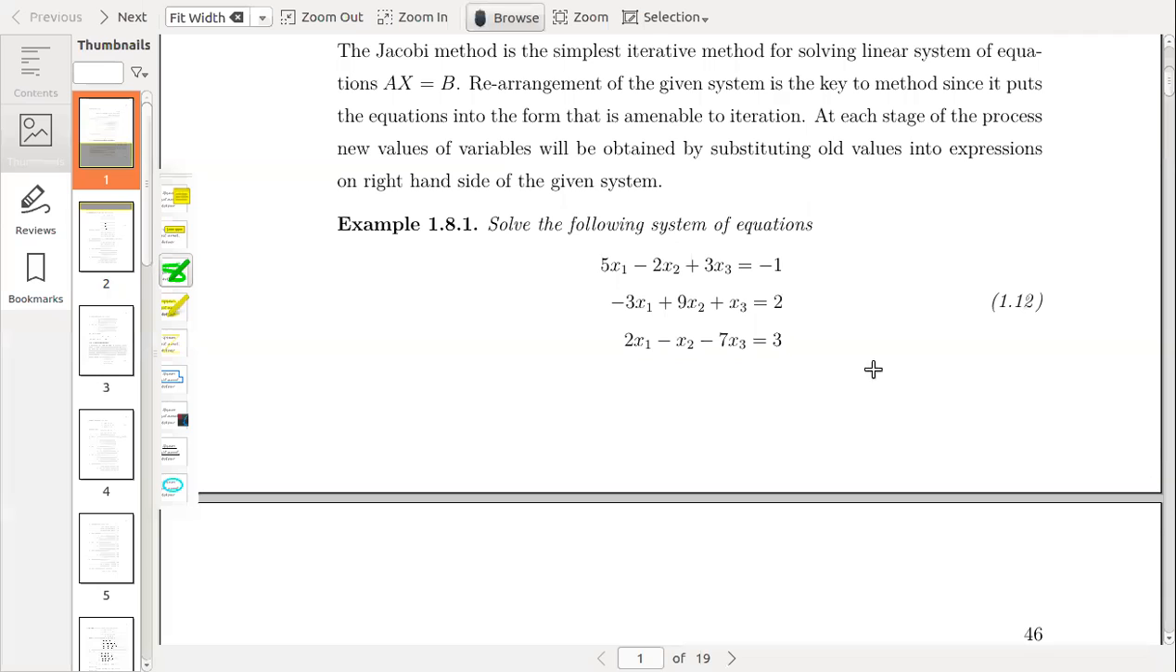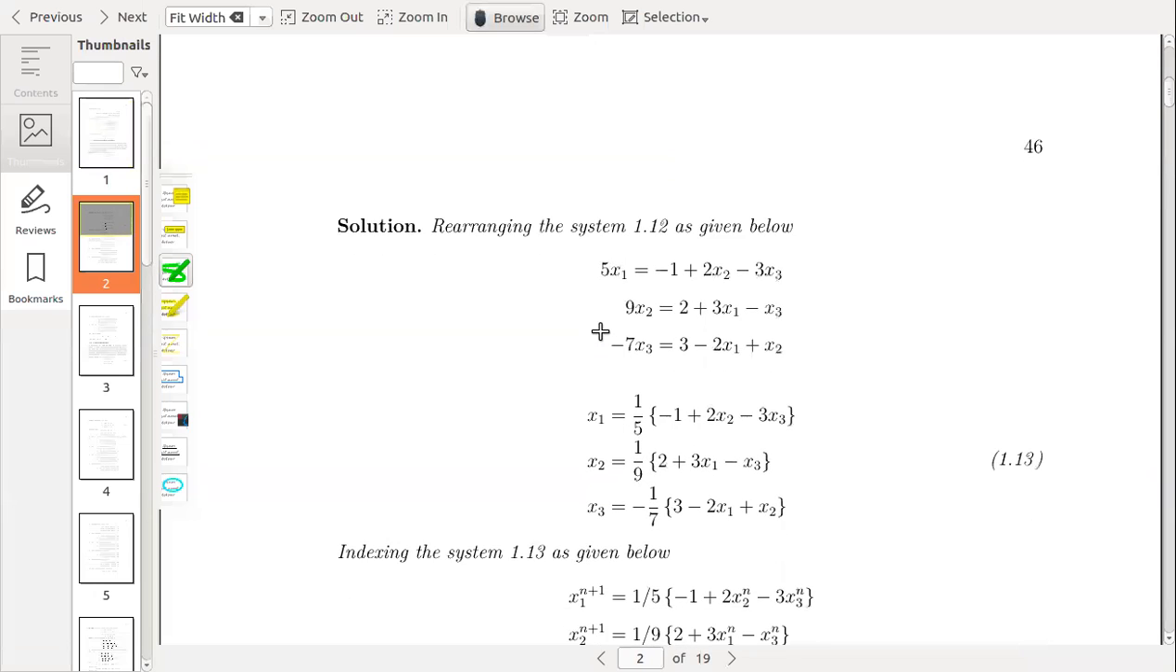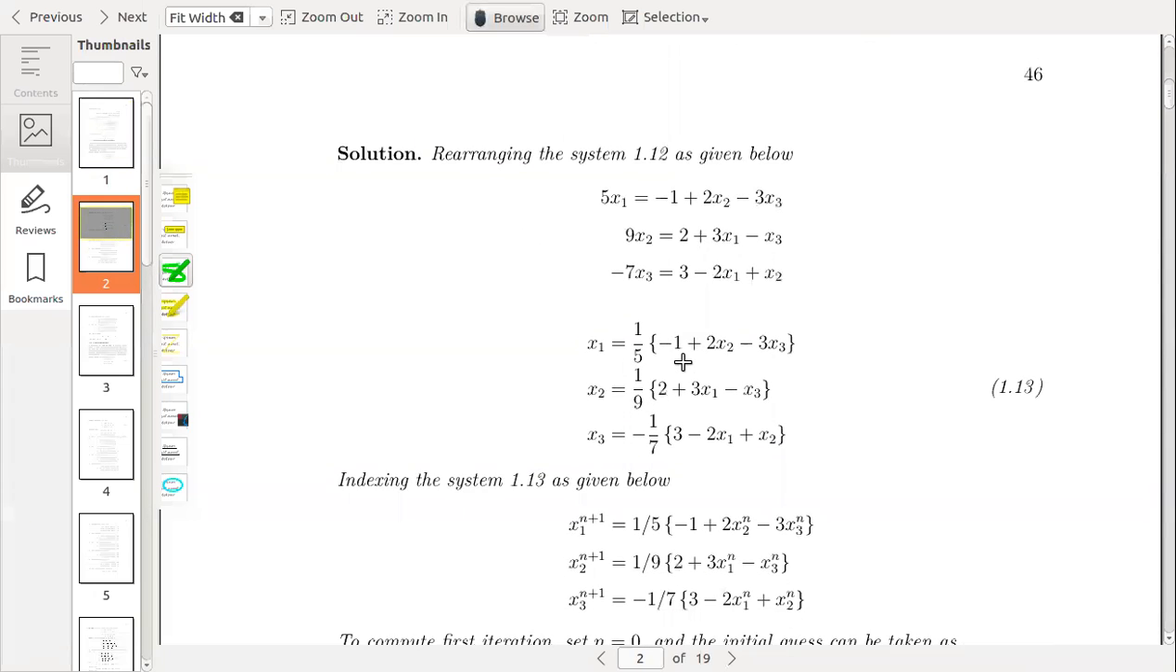So here is the system of equations. It's a system of linear equations with the constants minus 1, 2, 3, and three variables involved, x1, x2, x3. The first step is to rearrange the system in a way which is amenable to the process. So rearranging the system.